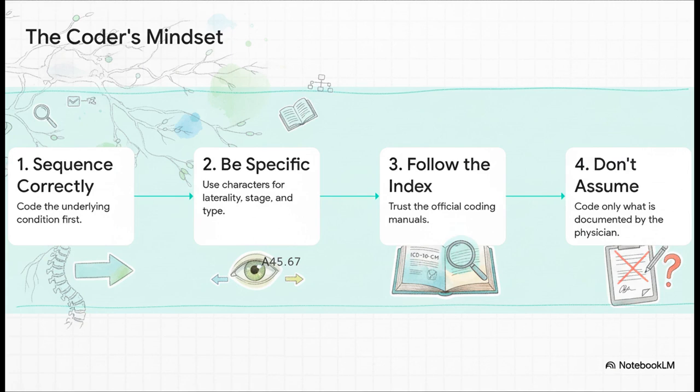First, sequence correctly. Always tell the clinical story from cause to effect. Second, be specific. The more detail you can capture about laterality, stage, and type, the more useful the data is. Third, trust the manual. It is your definitive guide. And fourth, and this is the most critical one, never ever assume. If it is not explicitly written in the documentation, you cannot code it. It's as simple as that.